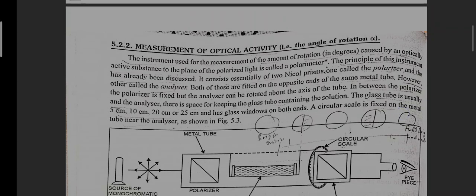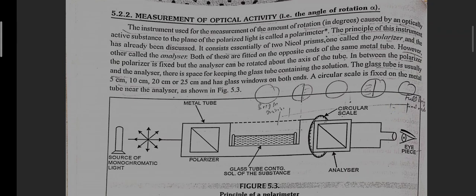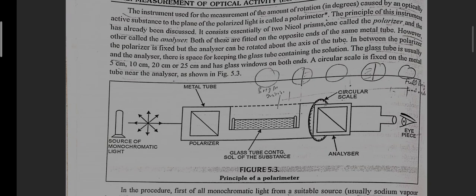Next is measurement of optical activity. The instrument used for the measurement of the amount of rotation caused by an optically active substance to the plane of the polarized light is called a polarimeter. The principle of this instrument has been already discussed. It consists essentially of two nickel prisms, one called the polarizer and another one is called the analyzer. Both of these are fitted on the opposite ends of the same metal tube. However, the polarizer is fixed, but the analyzer can be rotated about the axis of the tube.